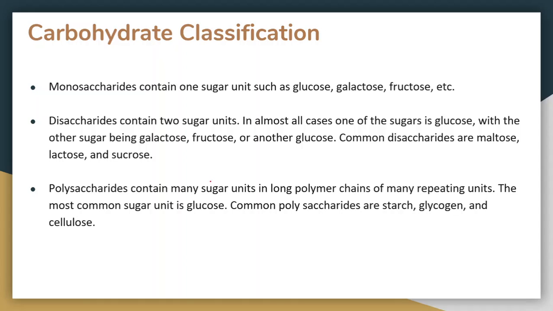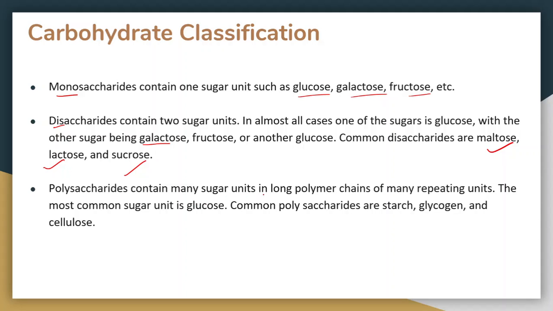Monosaccharides, disaccharides and polysaccharides. Monosaccharide, as the name indicates, mono means single, so it contains one sugar unit, for example glucose, galactose, fructose, etc. Disaccharides contain two sugar units, di meaning two. In almost all cases, one of the sugars is glucose and the other may vary: it could be galactose, fructose or another glucose. Common disaccharides are maltose, lactose and sucrose. All of these we are going to study.